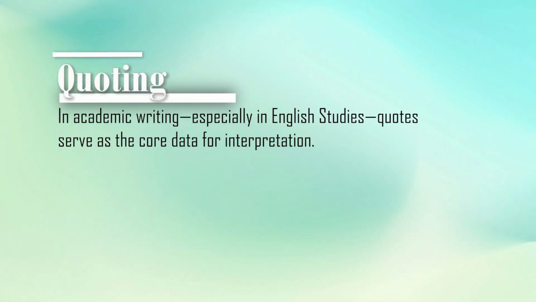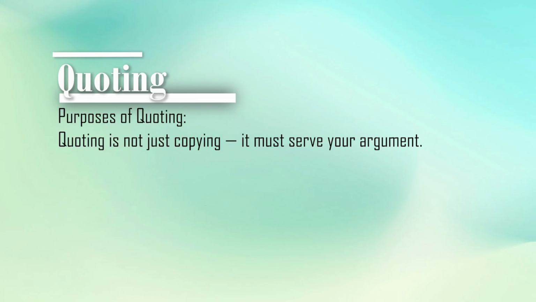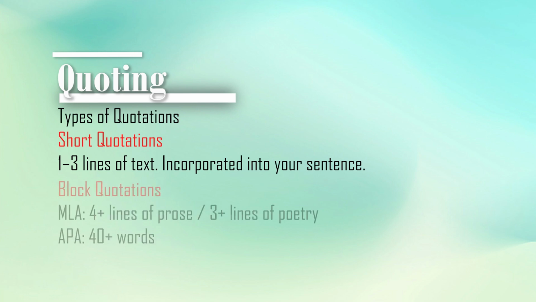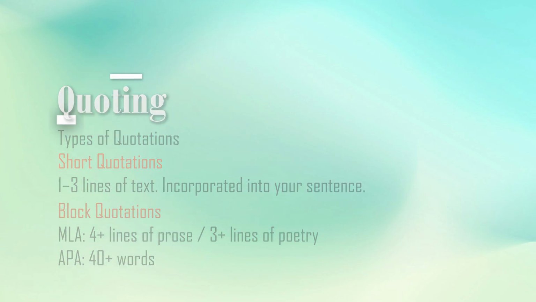The next concept is quoting. In academic writing, especially in English studies, the quote serves as the data for interpretation. Quoting is not just copying, it must serve your argument. There are short quotations where you have 1 to 3 lines of text, or block quotations where you have 4+ lines or 3+ lines of poetry, or in APA format 40+ words.